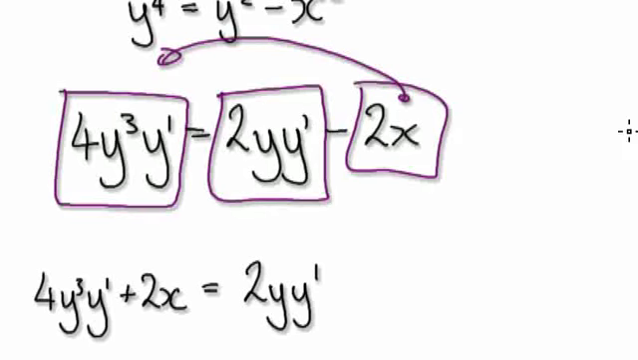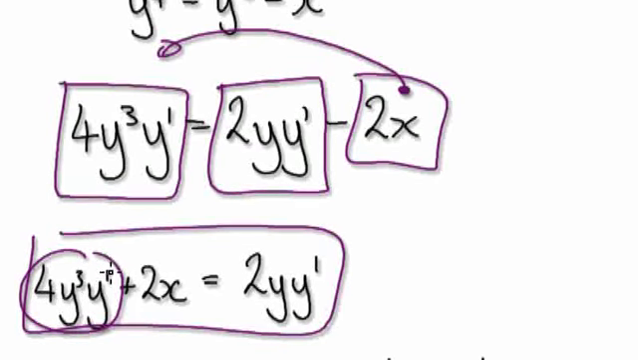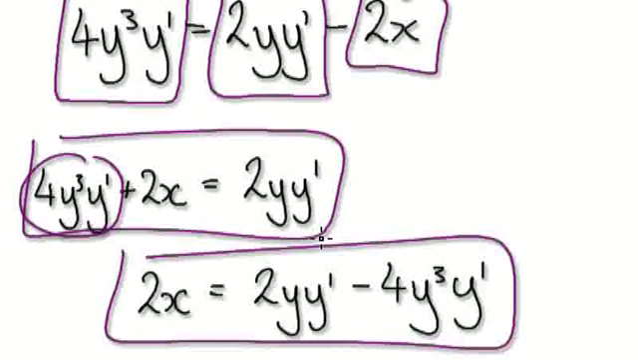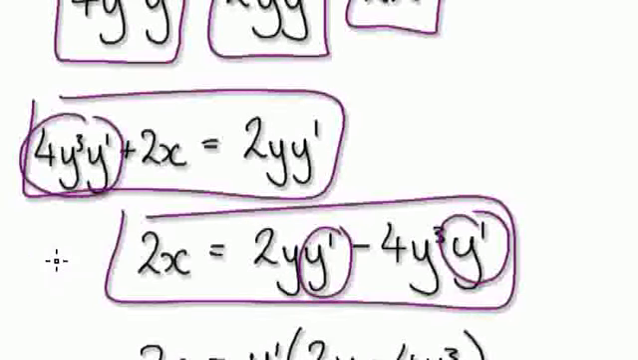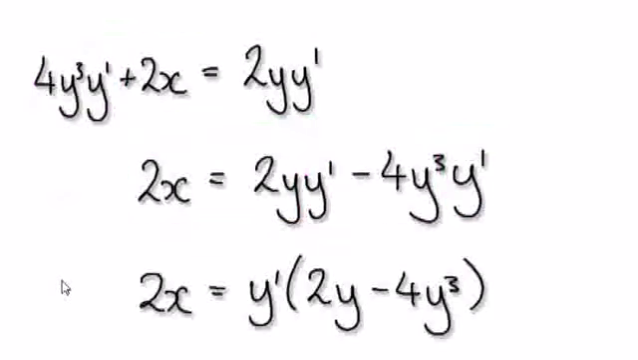So get all the y primes on one side. Add 2x to both sides. That will give you this, and then take away this from both sides. That will then give you this. Basically, try and somehow get all the y primes on one side. So that would then give us this.